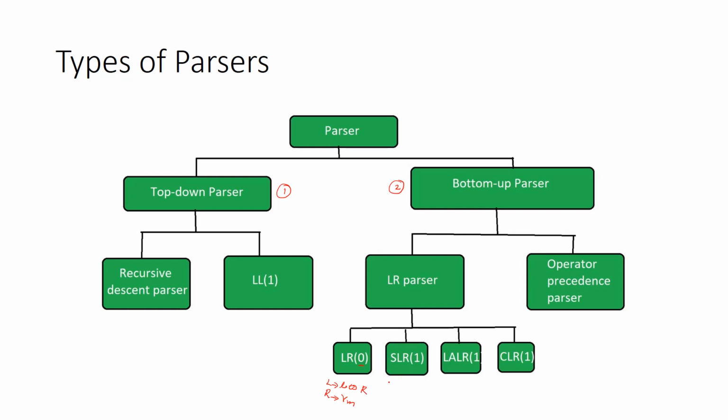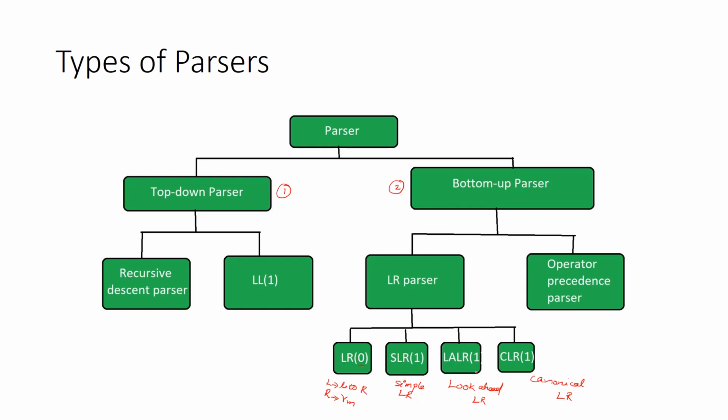SLR1 is nothing but simple LR parser. And LALR stands for lookahead LR. And CLR stands for canonical LR. And these LR0 and SLR parsers are based on LR0 items, and LALR as well as CLR are based on LR1 items.